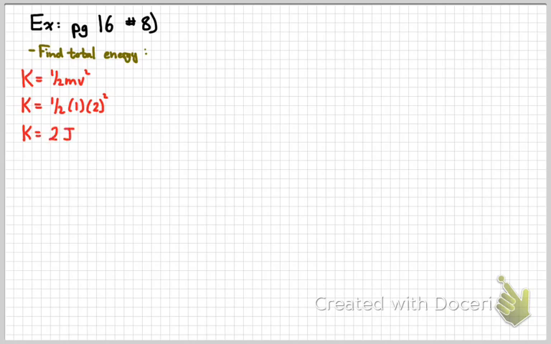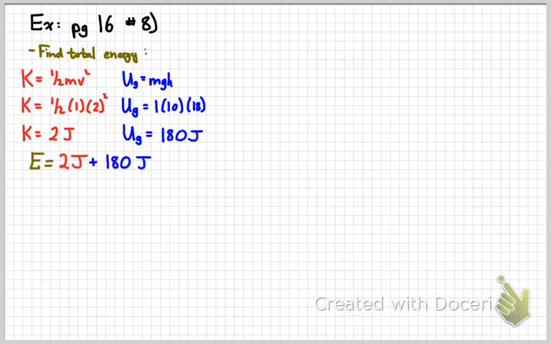So the bird has kinetic energy, 2 joules to be exact. It also has potential energy. It's got a height, so it would be 180 joules. So the total energy is 182 joules. That's how much energy the bird starts with.